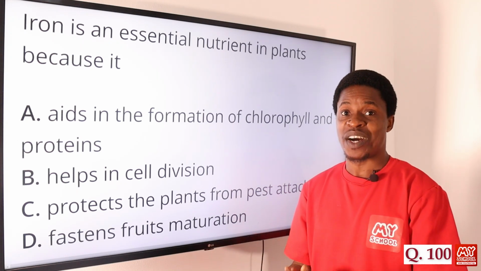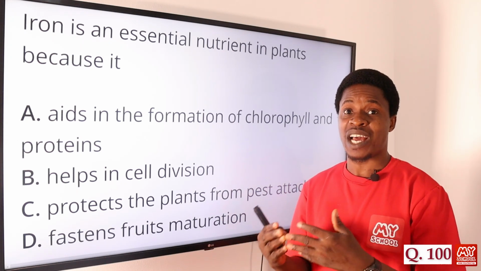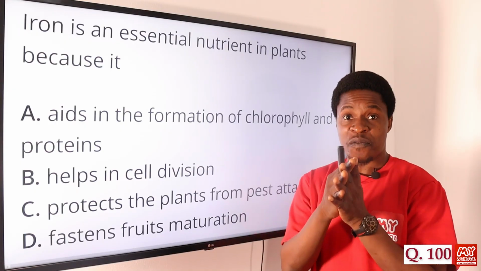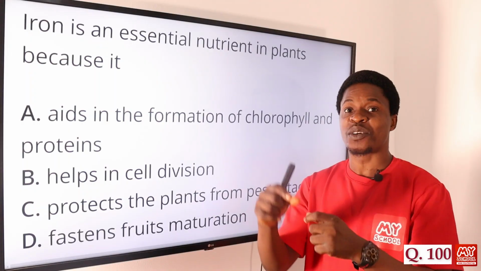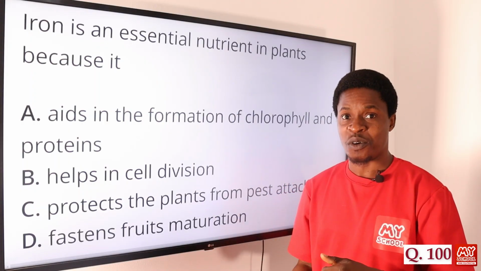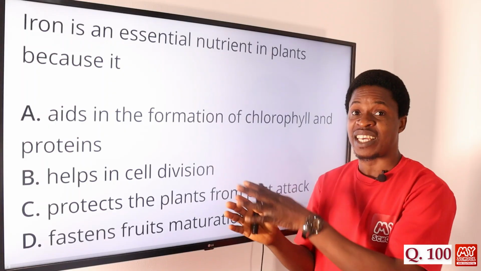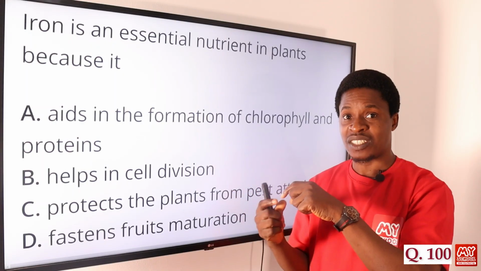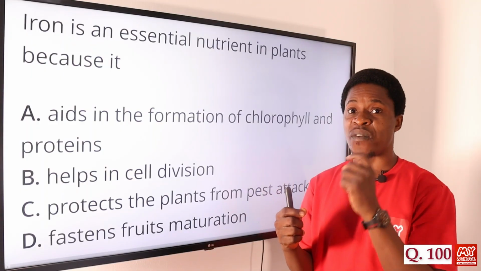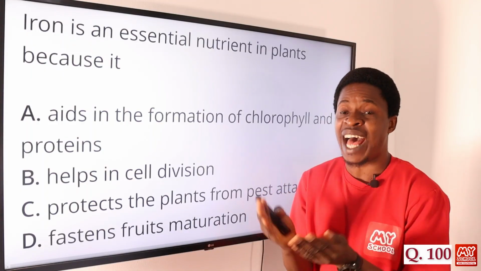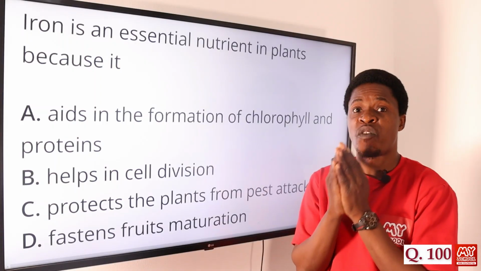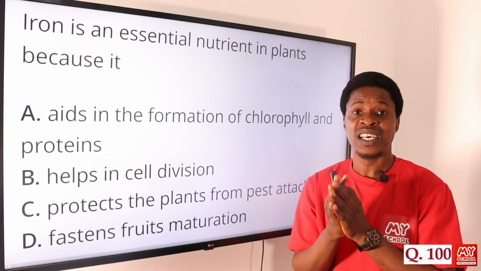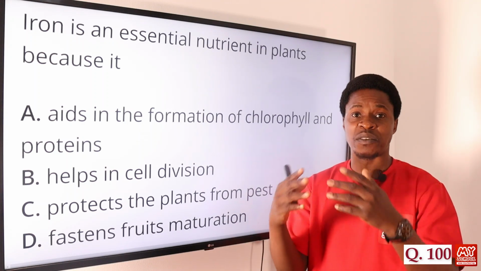Green plants manufacture their food using carbon dioxide and water in the presence of sunlight and chlorophyll, to give us the food and the oxygen that is being produced. So the iron, Fe, of course, that's the symbol for that element, is a vital element that helps in the synthesis and formation of chlorophyll. Of course, it's also necessary in the formation of amino acids that we have from proteins.